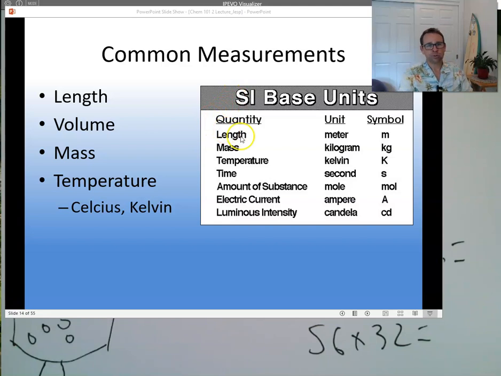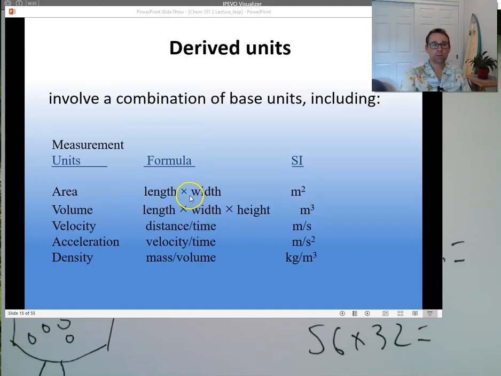All right? So for length, it's meters. For mass, kilograms. Temperature, Kelvin. That's unfortunate because we either talk about Fahrenheit or Celsius, but it's Kelvin, and we'll have to talk more about that. Time, seconds, okay? So there's other units as well.